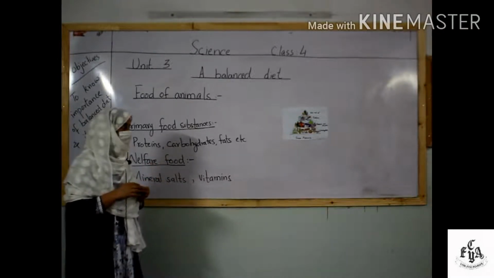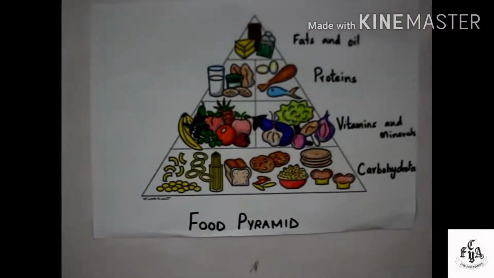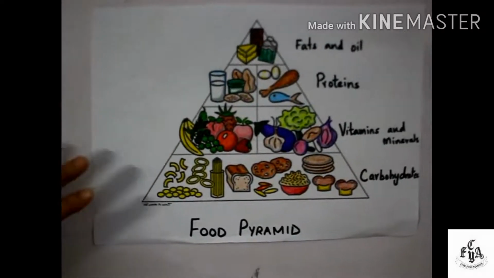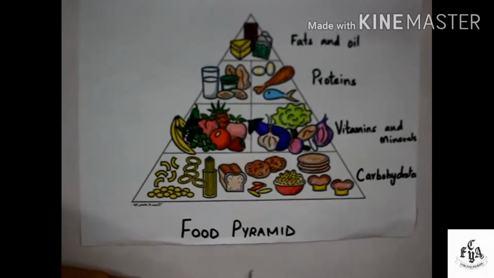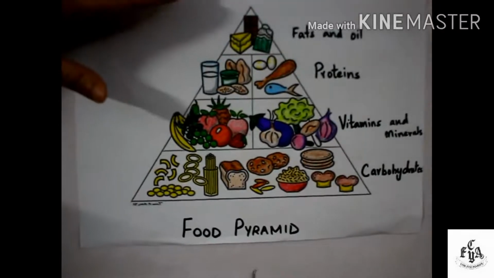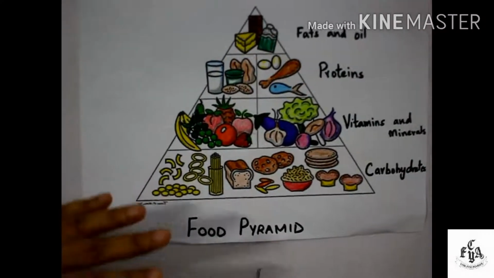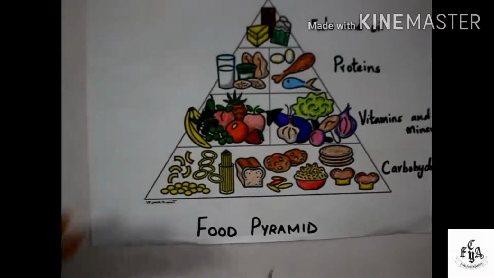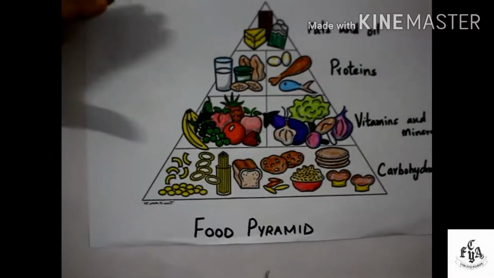So now we will discuss the food pyramid in detail. This is a food pyramid. Its structure is just like a triangle. Its structure indicates that the food at the bottom of the triangle we have to take in large amounts, while the food at the top of the triangle we have to take in small amounts. We have shown you the food in different categories so that you can easily understand which kind of food we have to take in which amount.